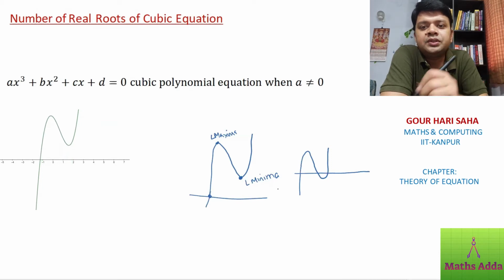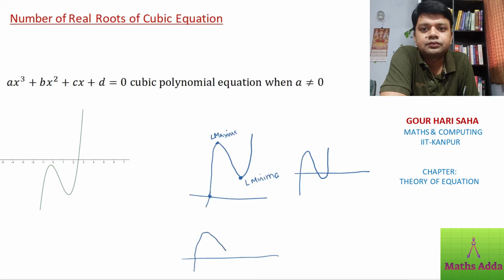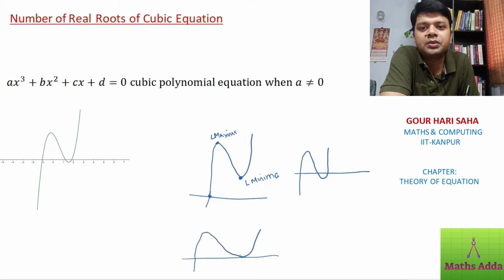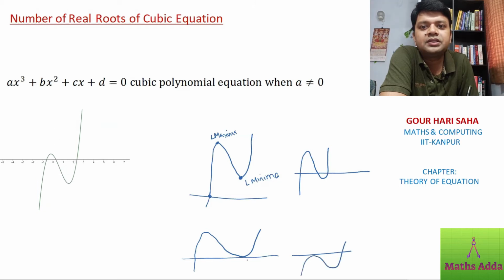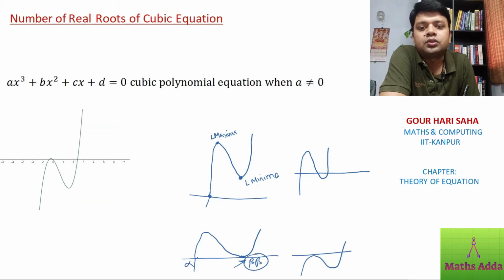And when will it have two roots? It will have two roots when you see like this one. So maxima or minima, this one, or it can be like this one. In this case, you will say it will have three roots, out of which two will be equal, right? So if one root is alpha, the others will be beta and beta, two roots same. So you can say two distinct roots, or you can say three roots with two the same, right?